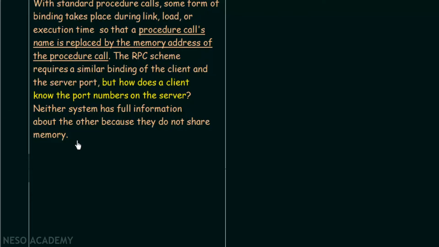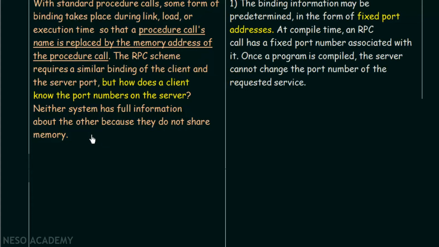Neither system has full information about the other. Since these two systems reside in different physical locations and are connected via a network, and since they do not share any memory, both the client and the server do not have full information about each other. So how do we solve this issue? Let's see. This issue can be solved in two different ways, and we will be seeing both of them.